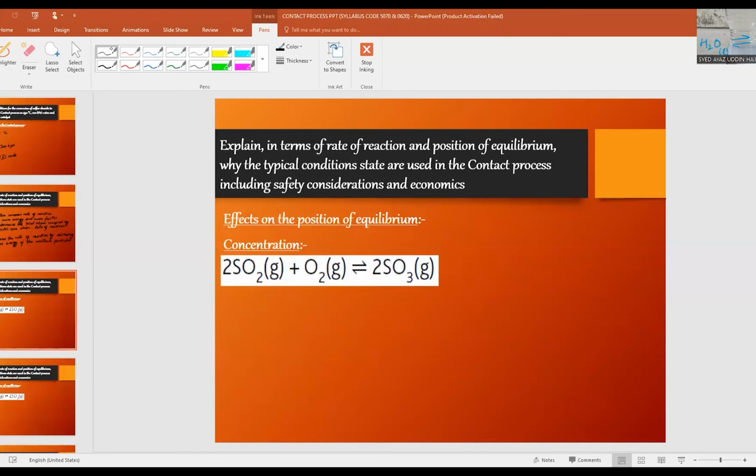Now I will talk about the effect of changing concentration on the position of equilibrium. Increasing the concentration of sulfur dioxide or oxygen or even both will shift the equilibrium to product side.